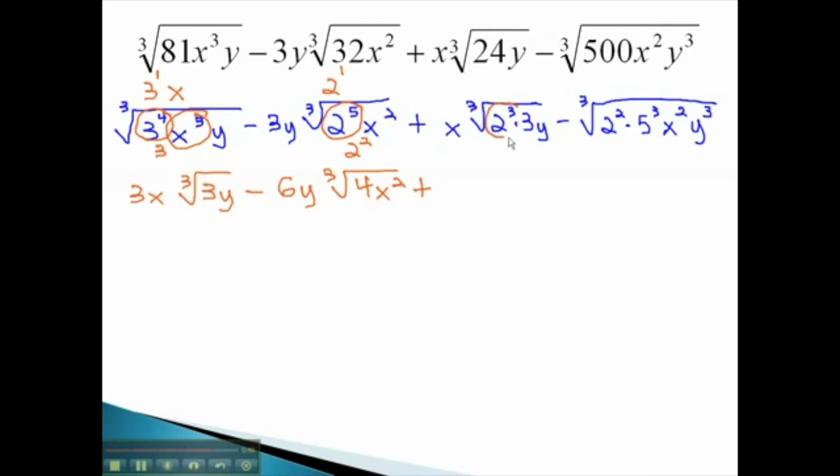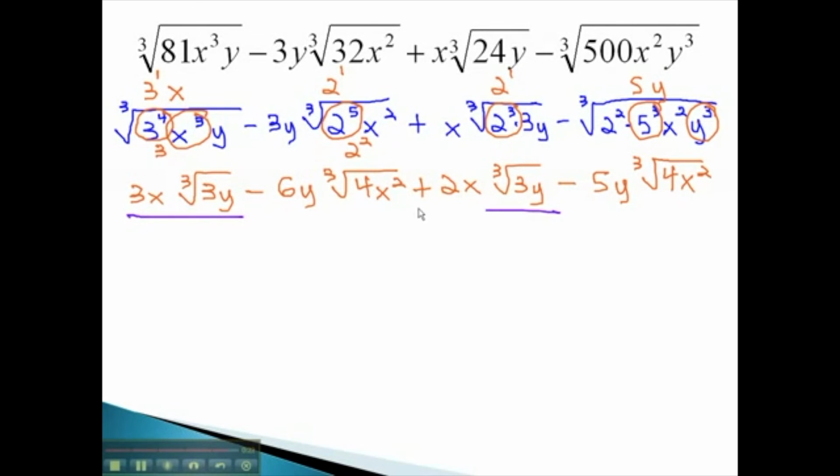plus 2 cubed, dividing the exponent by 3 gives us 2 to the 1st, giving us 2x times the cube root of 3y, minus, 5 cubed pulls a 5 out, y cubed pulls a y out. We have 5y times the cube root of 2 squared, or 4x squared.